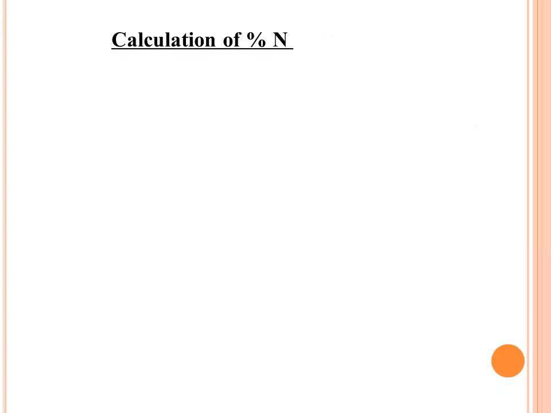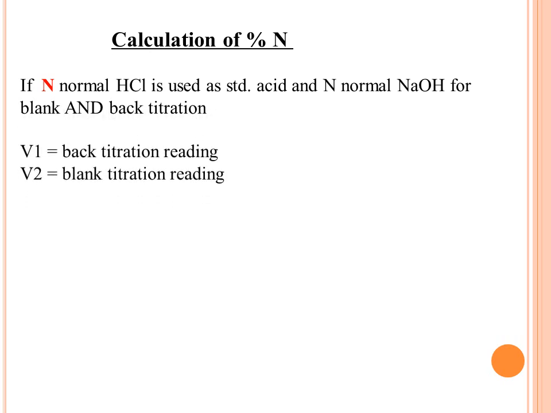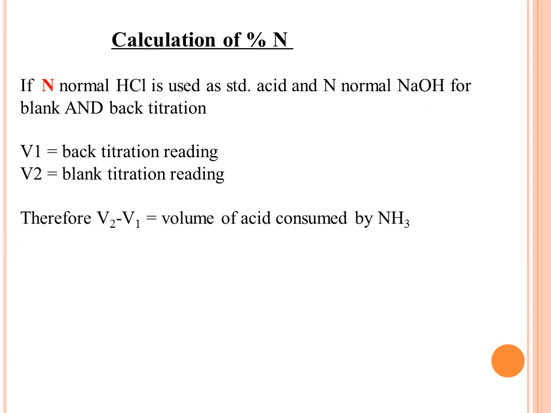How is the calculation of the percentage of nitrogen done? Let N be the normality of HCl, the standard acid, and also the normality of NaOH, which is used for blank and back titration. V1 and V2 are two readings. V1 is the back titration reading, meaning the sample reading where we have passed the NH3, and V2 is the blank titration reading. So from V2 minus V1 we get how much acid is consumed by NH3.